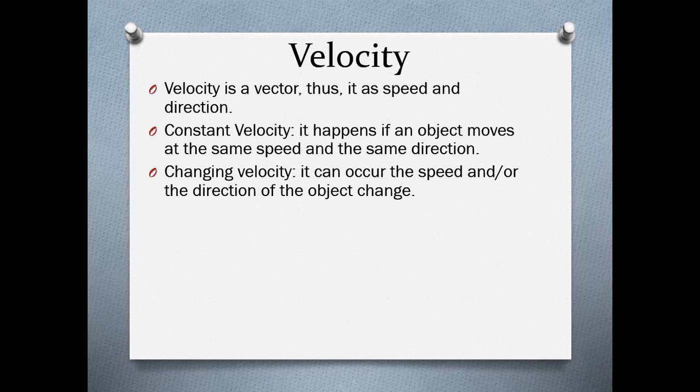We have a change in velocity. It can occur when the speed and/or the direction of the object change. This is what I was telling you about before. So an object can have the same speed, but if it changes the direction in which the velocity, or most likely the speed, is being applied to, then it will have a changed velocity.